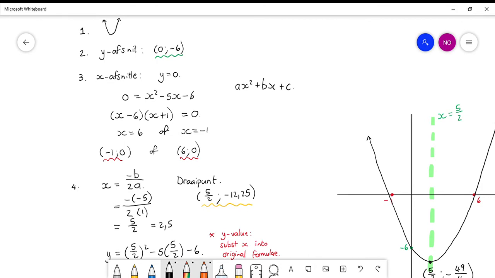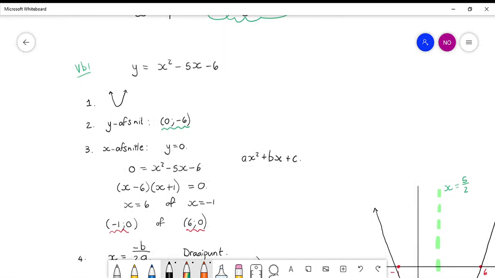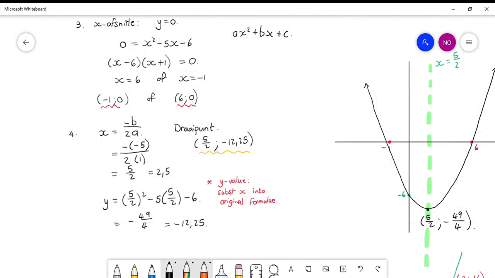Okay. Goed. So die y-afsnit lees jy af van die grafiek, van die formule af. Daar is daai minus 6, geef jou die y-afsnit. En vir die x-afsnit stel ons y gelyk aan 0. Ons factoriseer minus 1 en 6.